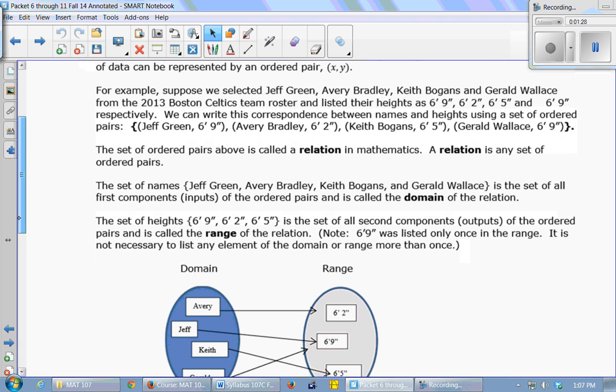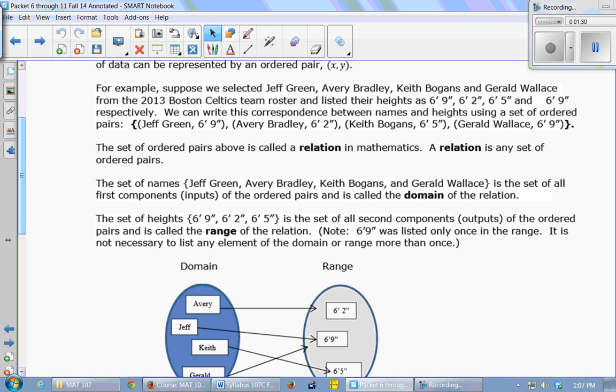So the set of names, Jeff Green, Avery Bradley, Keith Bogans, and Gerald Wallace, that's the set of all first components, the x part of the ordered pair. That's called the domain of the relation. All the first things in the ordered pair is called the domain. And the set of heights, the second thing in the ordered pair, is called the range of the relation. So notice that in the range, I only listed 6'9" once. If something's in a set, you only have to write it down once.